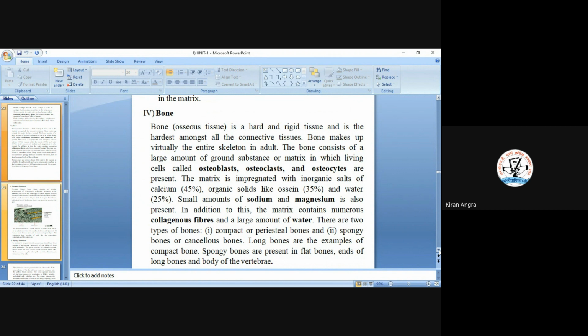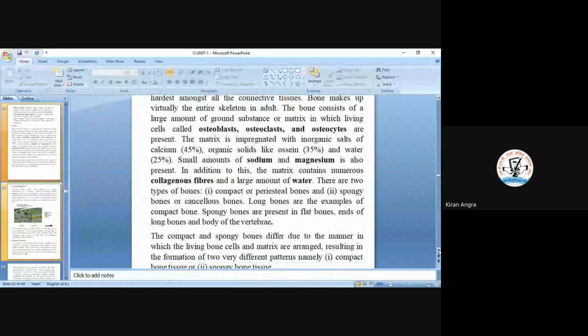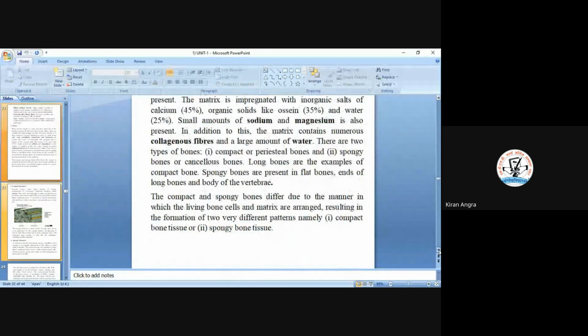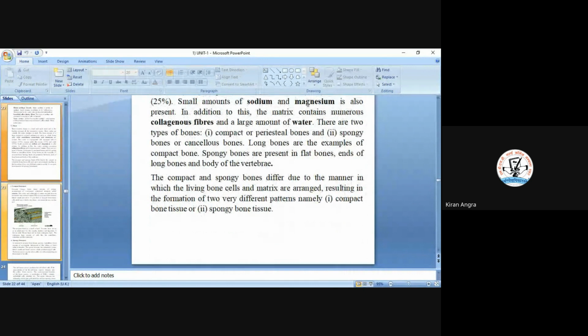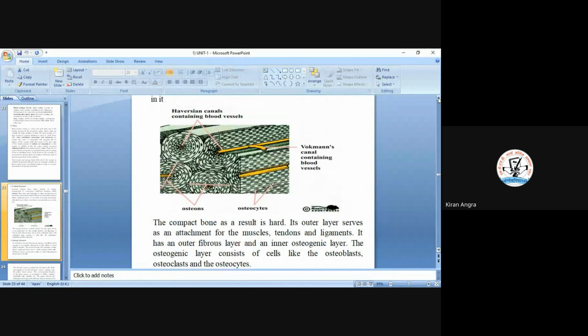In addition to this, the matrix contains numerous collagen fibers and a large amount of water. Basically, we have two types of bones: compact bones and spongy bones. Long bones come under the category of compact bones, and spongy bones are present in the flat bones, the ends of the long bones, and the body of the vertebra.